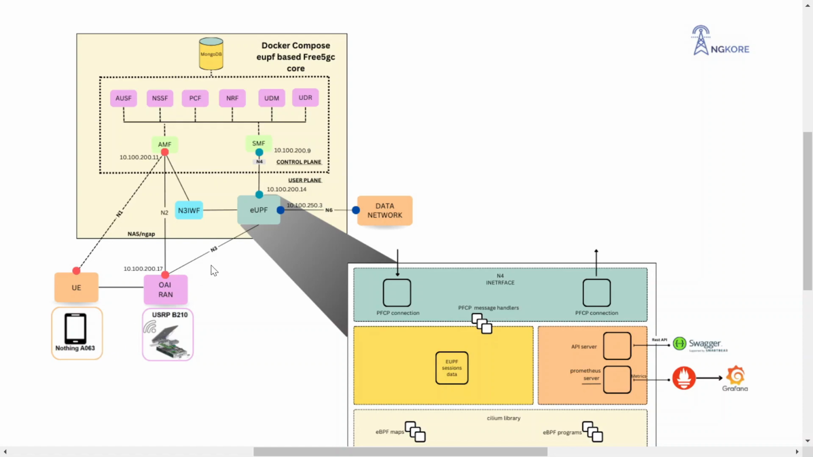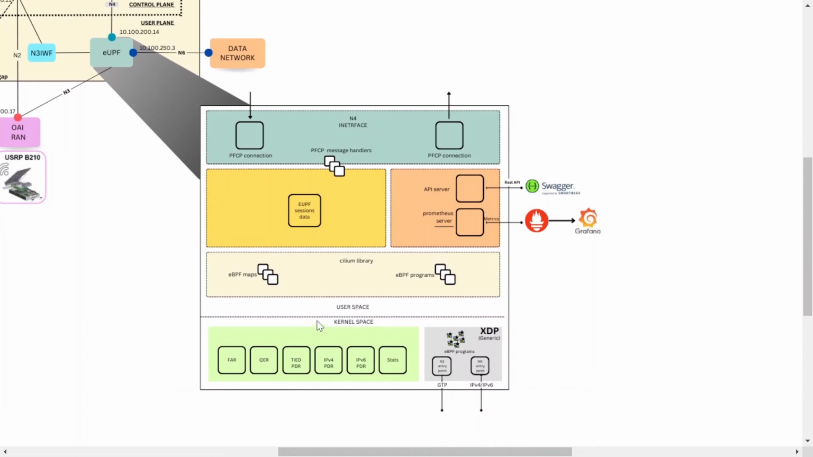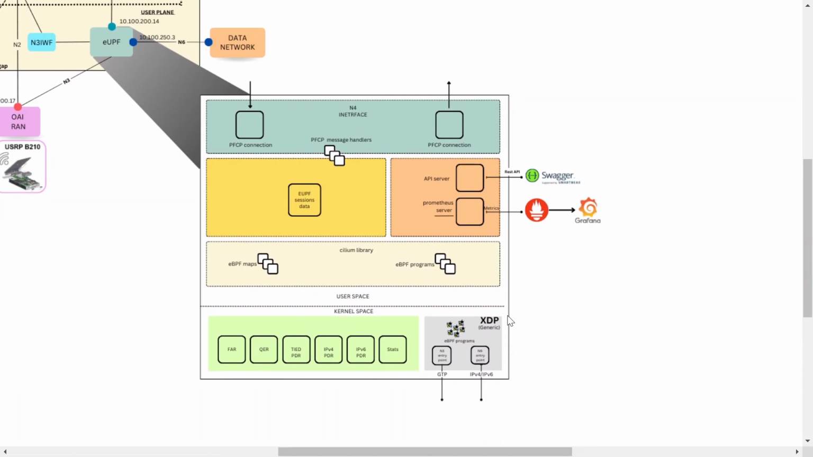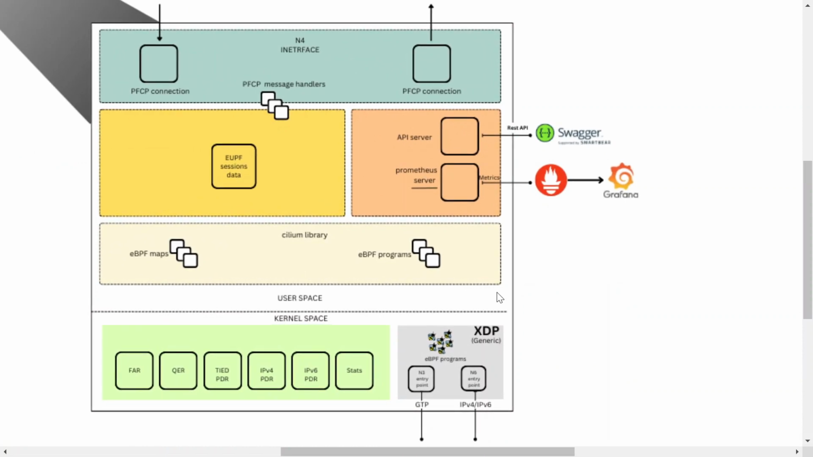Now let's dive into the architecture and workings of the eBPF based UPF, often referred to as eUPF. The eUPF plays a vital role in processing user plane packets, connecting the RAN and the data network through N3 and N6 interfaces, respectively. Starting from the kernel space, the N6 interface serves as the direct link to the data network. It acts as the entry point for the packet processing from the data network.